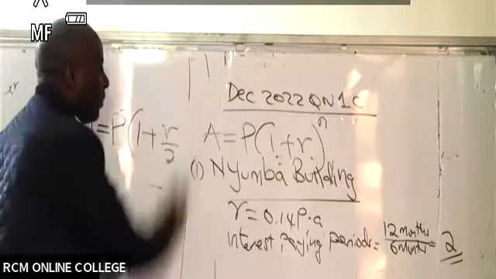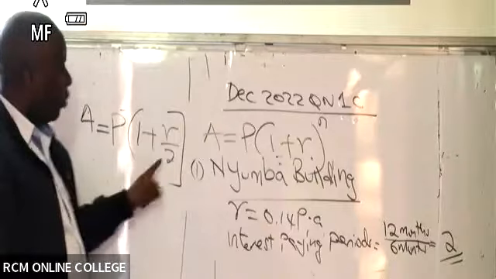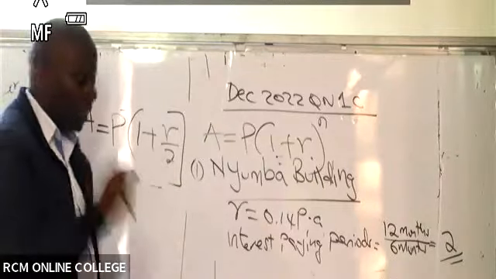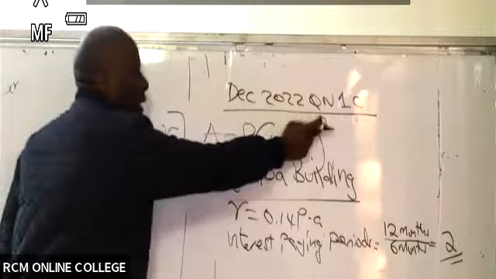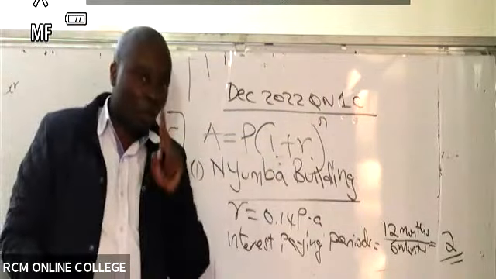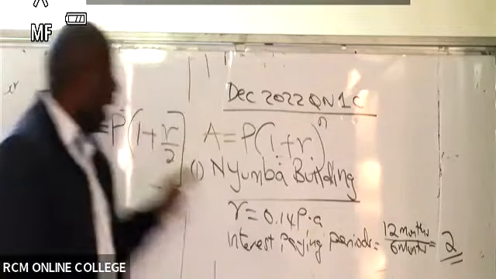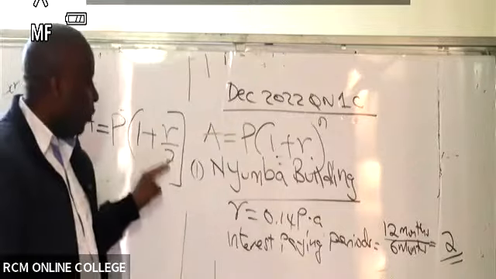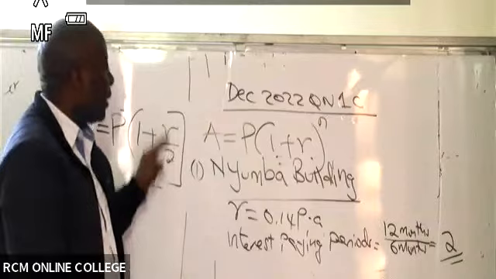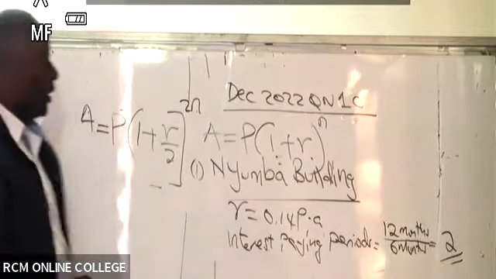Then you come here, ladies and gentlemen, you are told, if you remember from high school, that you are paying twice a year, so we are going to increase this. So if there are 10 years, we shall have 10 times 2, 20 interest-paying periods. In this case, remember the R, you divide the R by the number of periods in the year, and then you take this N and multiply it with 2.